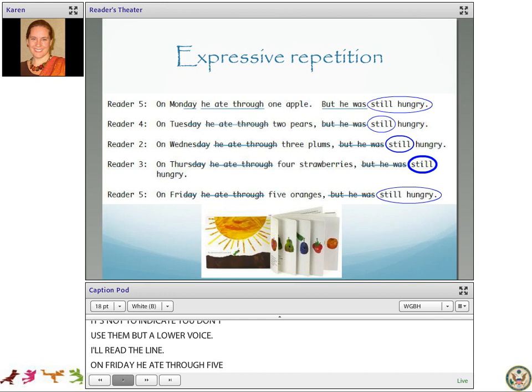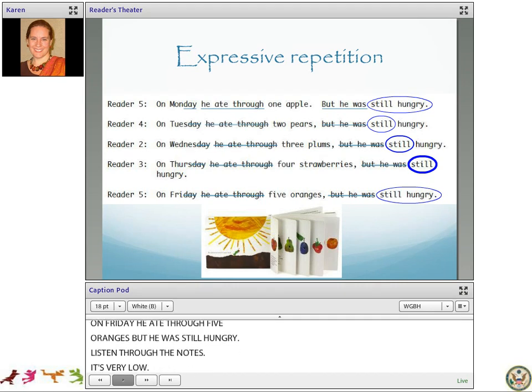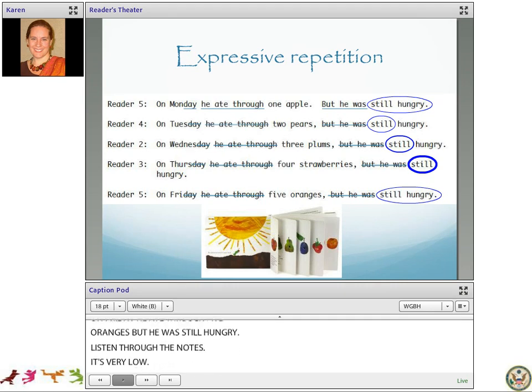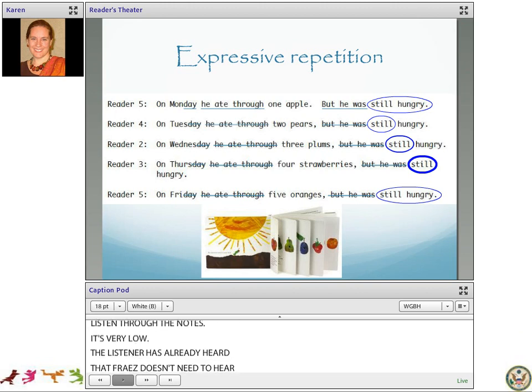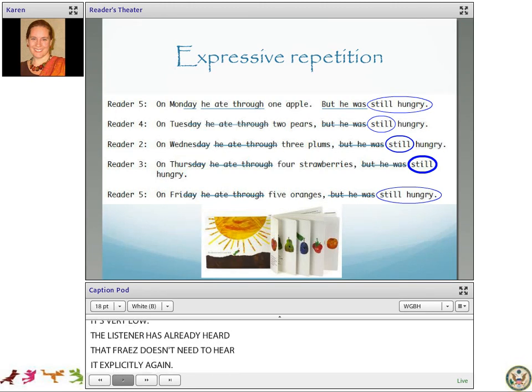On Friday, he ate through 5 oranges. He ate through is very, very low, and that's to de-emphasize it. Essentially, the reader or the listener has already heard that phrase, doesn't need to hear it explicitly again, and so we simply have it there as its function, but we don't need to hear it with a louder voice or a higher pitch. Okay.